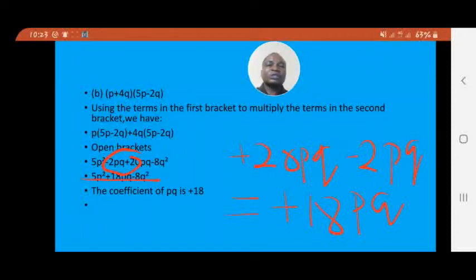So when you expand, you have 5p squared plus 18pq minus 8q squared. And the other question says we should find the coefficient of pq, and I told you that the coefficient is a number in front of a letter. So the number in front of pq is plus 18, as simple as that.